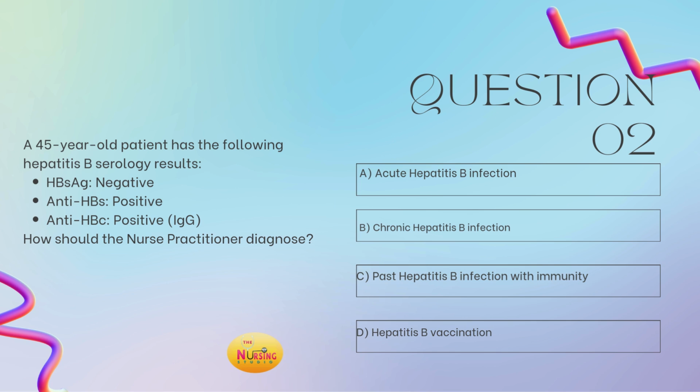And then the core says the IgG is positive. Remember, IgG is chronic, right? IgM is acute. So here, the best answer would be C. This would be a past Hep B infection, and this is why they have immunity, right? Because now that you know they have antibodies, because the anti-HBs is positive, we need to determine is it positive because they've been vaccinated or positive because they have had the infection in the past. In this scenario, the IgG lets us know that it is a past Hep B infection with immunity, okay?